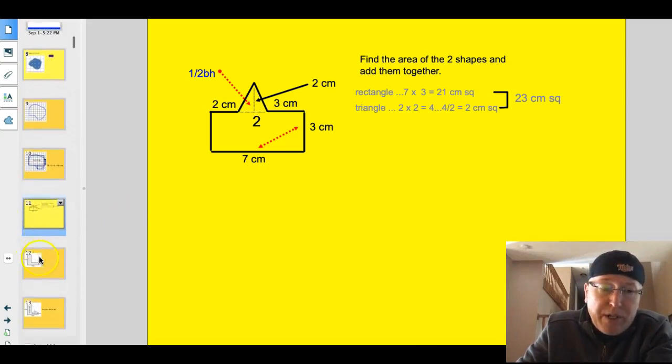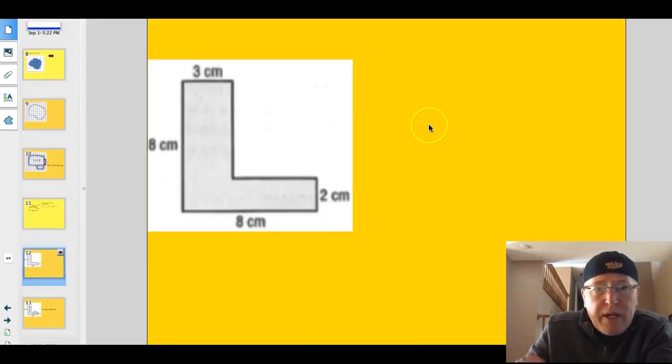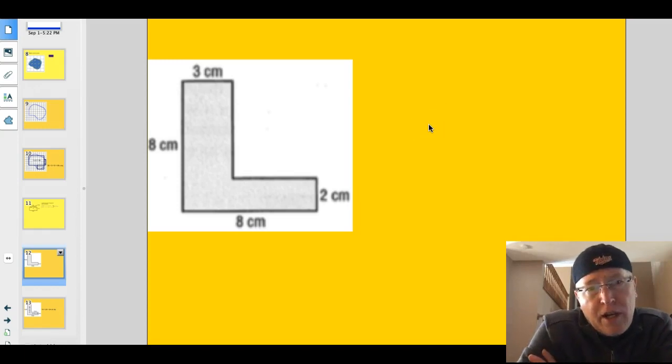Let's have you try one here. All right, go ahead and see if you can find the area of this L here, this L-shaped pool or sidewalk or whatever it is. Go.